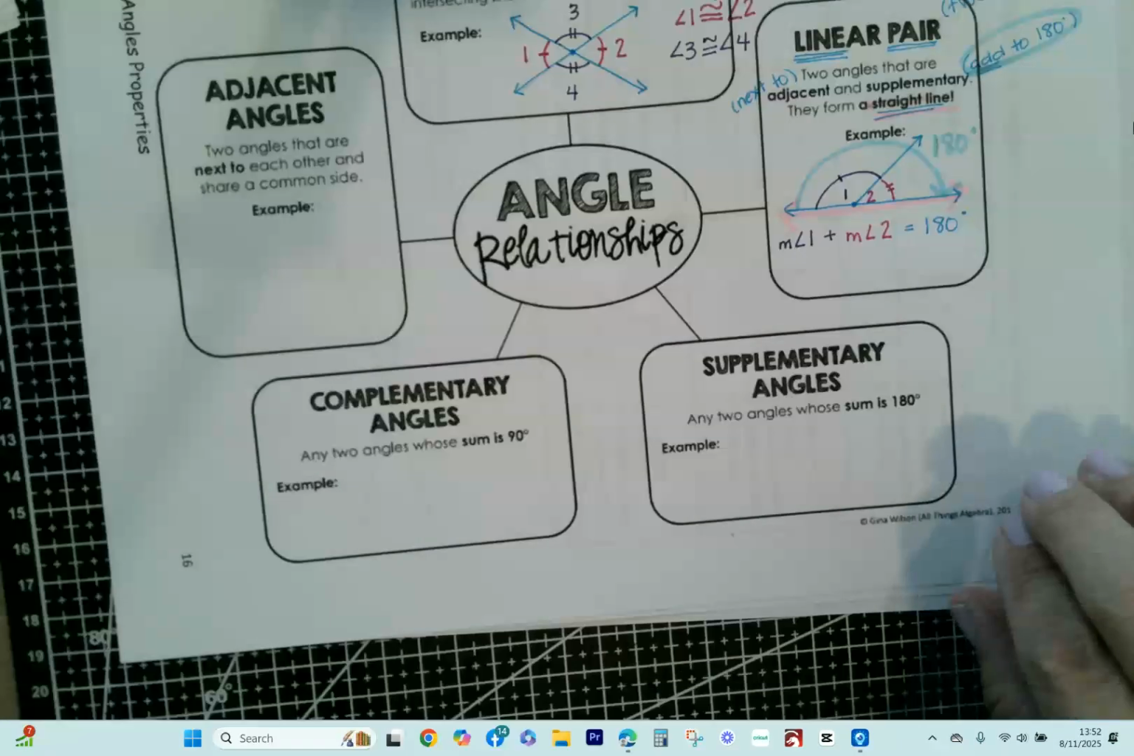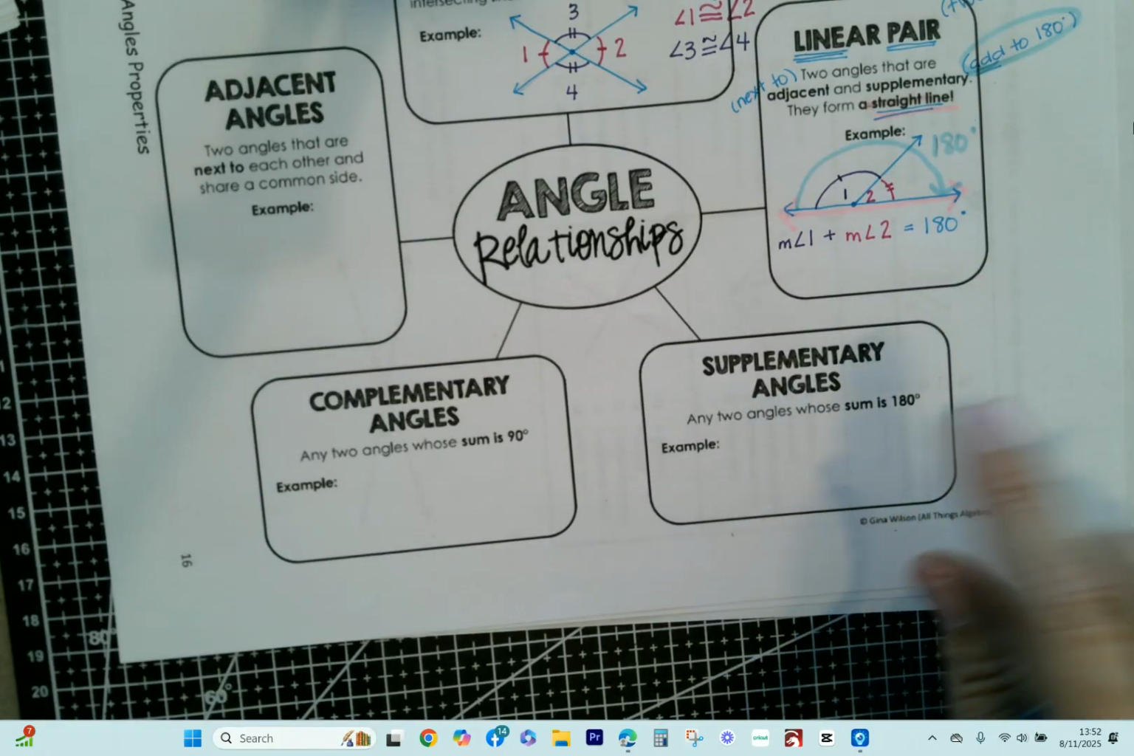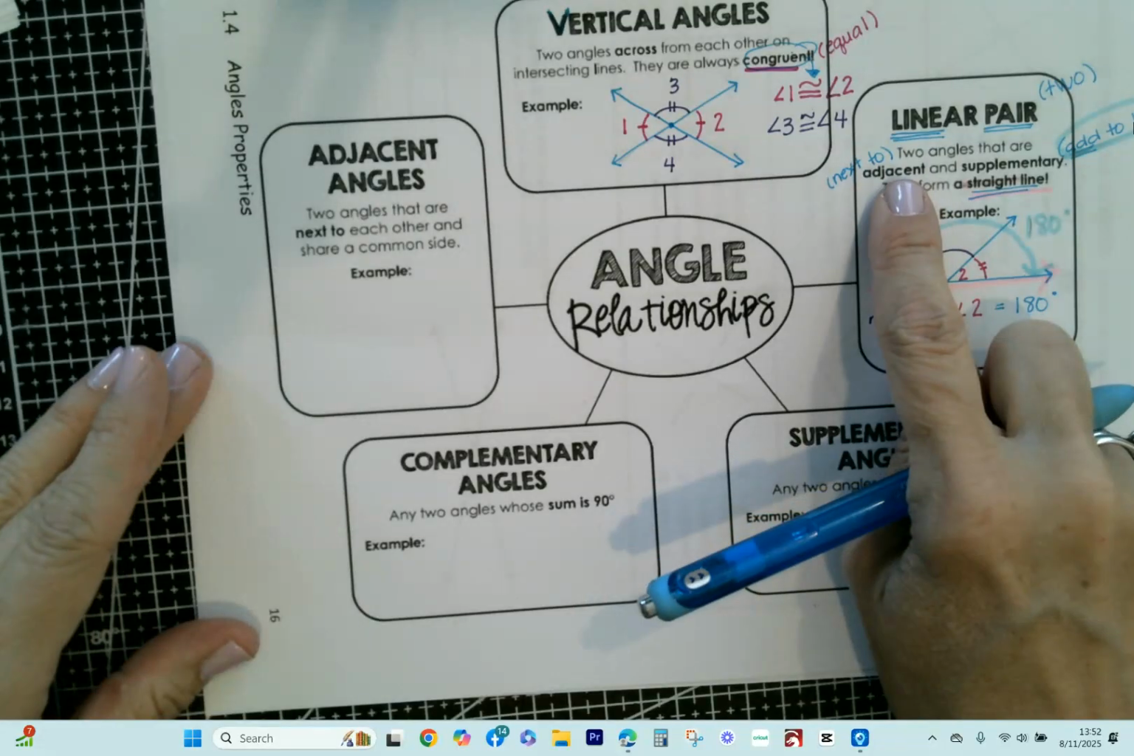They're not equal to each other, but they do add up to give me 180 degrees. All right, so let's move on. Let's talk about some of these words in here. Adjacent.